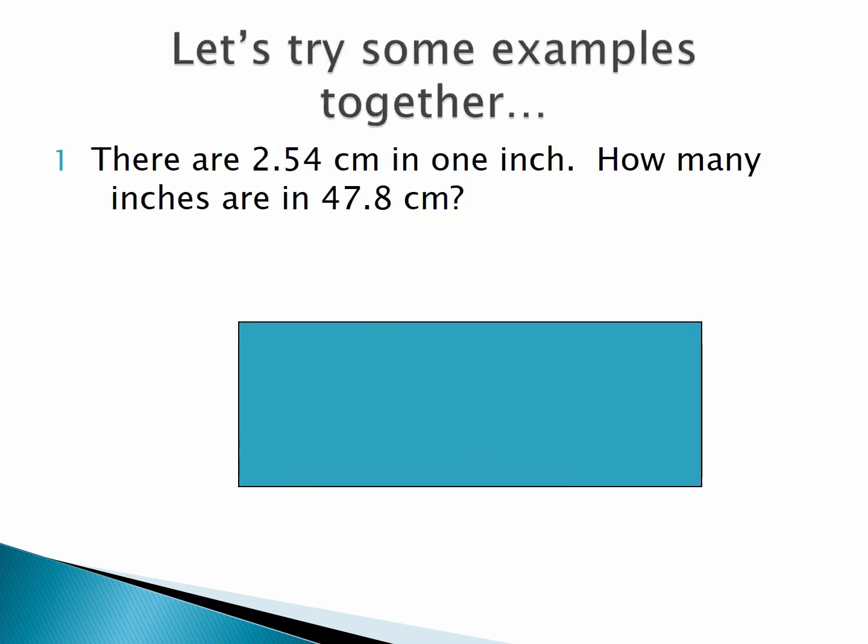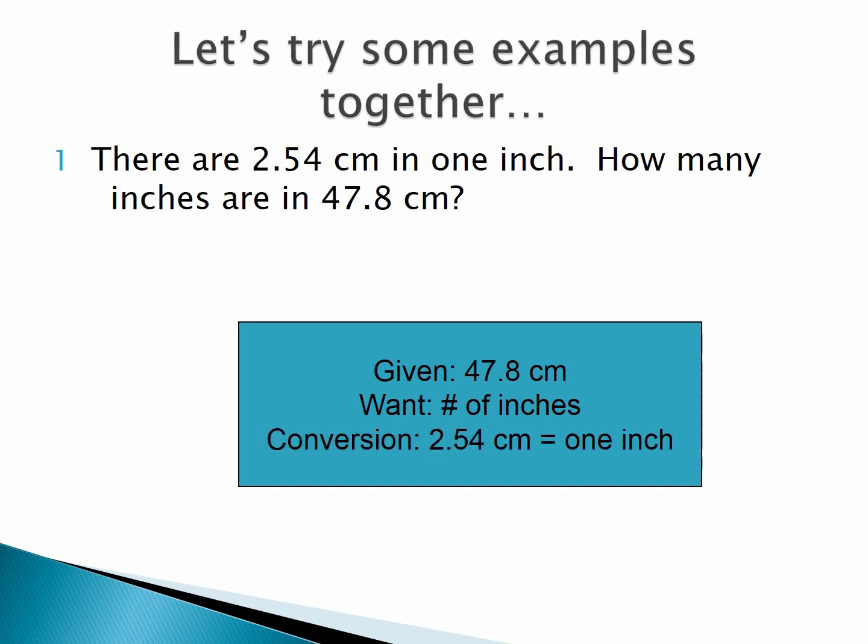Let's try another one together. There are 2.54 centimeters in 1 inch. How many inches are in 47.8 centimeters? So we know the given value is 47.8 centimeters. We want to know how many inches there are, and the appropriate conversion factor is 2.54 centimeters equals 1 inch. Now I want you to set up your equation and solve the problem. Remember to cancel like units.